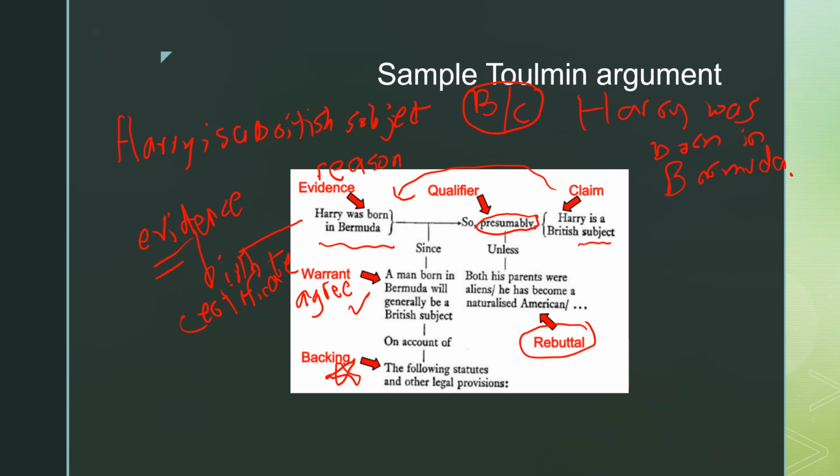So all of this part of the argument is essential. The claim may have a qualifier. You don't 100% have to have a qualifier, but certainly claim, reason, evidence. He's a British subject. He was born in Bermuda. We find the birth certificate saying he was born in Bermuda. Do we need backing of the warrant? Maybe. Do we need to counter the rebuttal? Probably, especially if enough people have questions about it. So anyway, there you go with the 6-step Toulmin model.